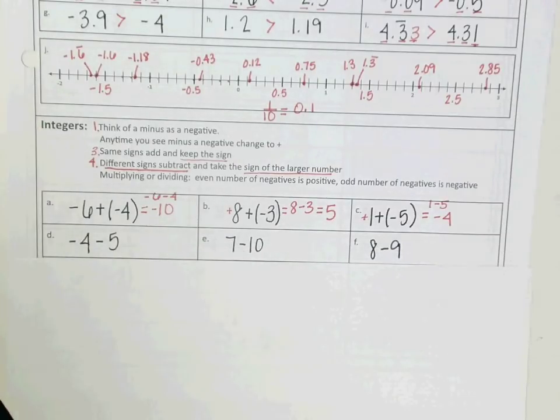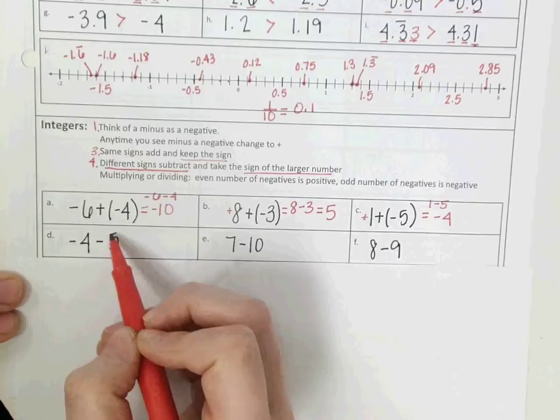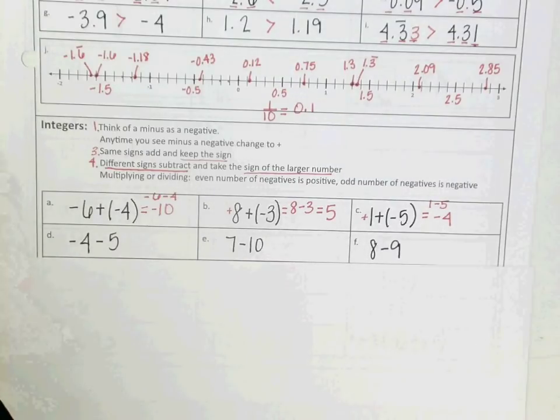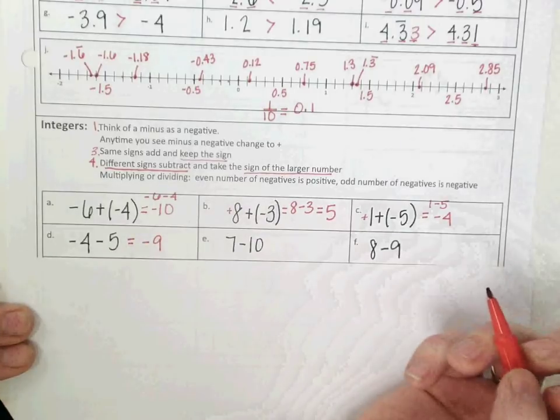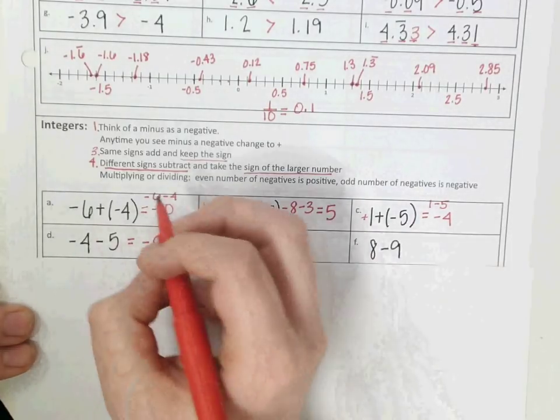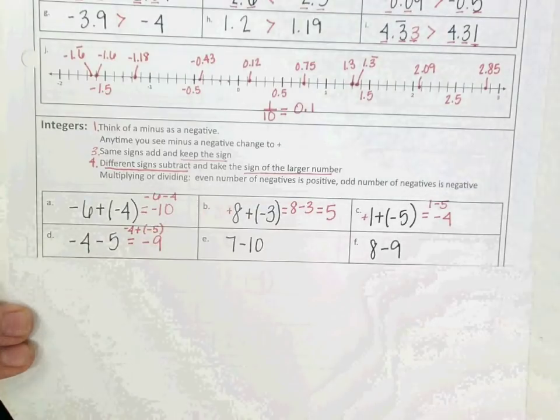Okay, so let's look at our next row. We have negative 4 minus 5. So again, that's rule number 3, where the same signs add, and then we keep the sign. So this is negative 4 and negative 5. Well, they're the same signs. We add them to get 9, and then we take their sign. Some of you might have wanted to rewrite it and write negative 4 plus negative 5, and that's fine. You can do it either way.